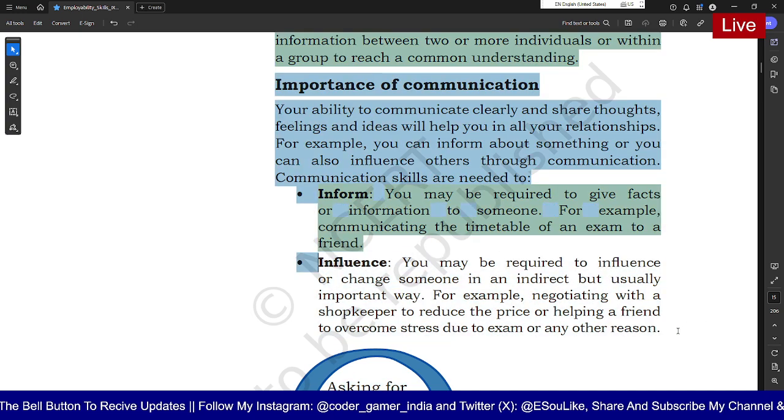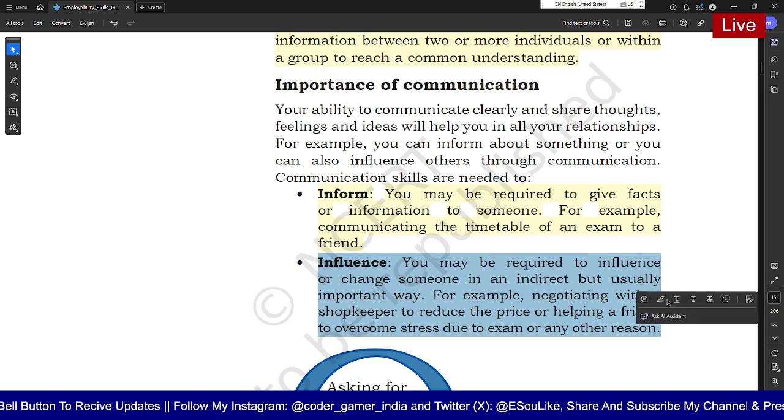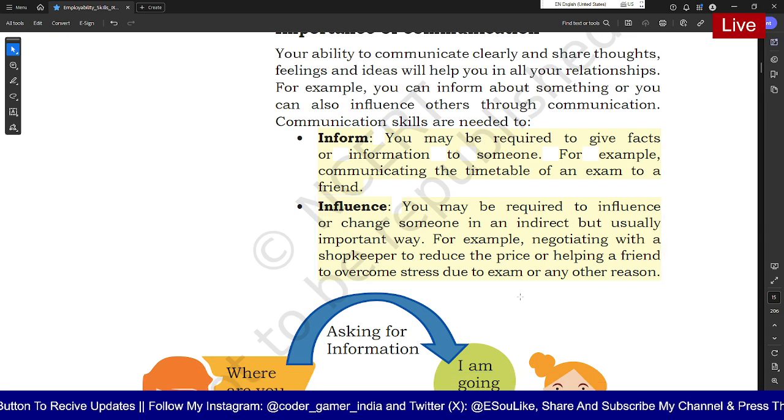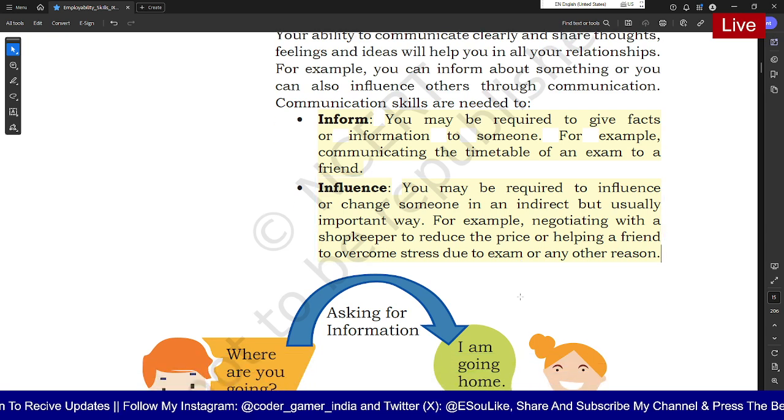Next, influence. You may be required to influence or change someone in an indirect but usually important way. For example, negotiating with a shopkeeper to reduce the price or helping a parent to overcome stress due to exams or any other reason. Influence means you influence others. For example, someone has bad results in exams, but I am giving him some motivational course so that he could do well.